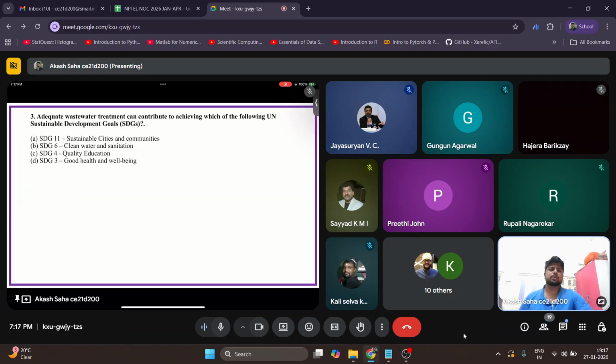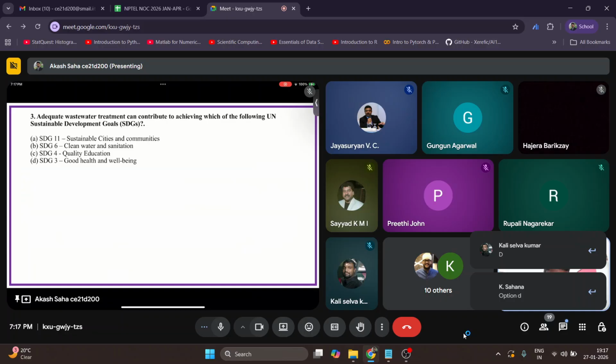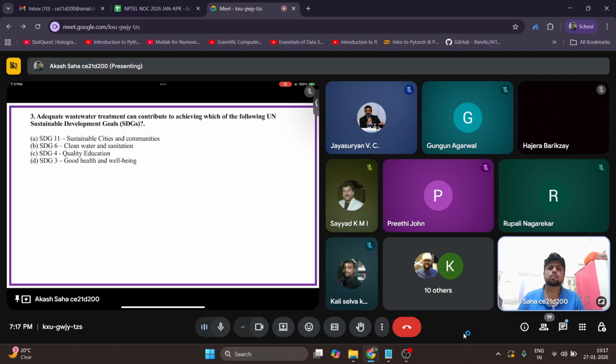So here also multiple answers can be correct. Not necessarily only one answer is correct. So even if you don't know how the wastewater treatment is directly related to the SDGs, we can just see the objective of the SDG, and then we can find out. So first one says sustainable cities and communities.